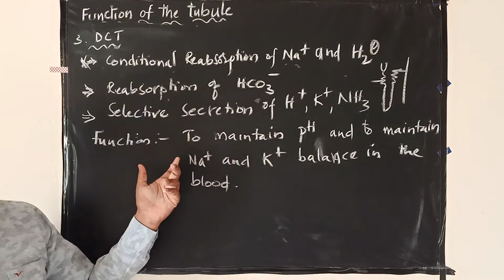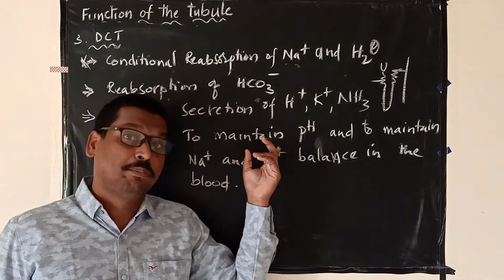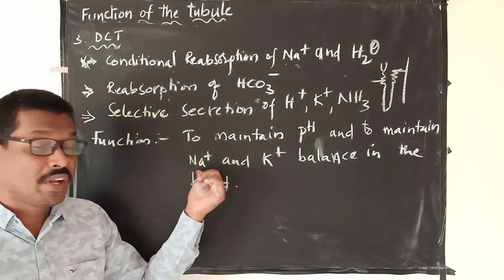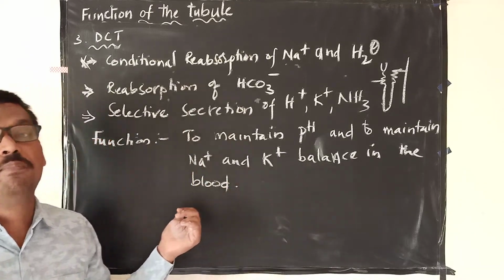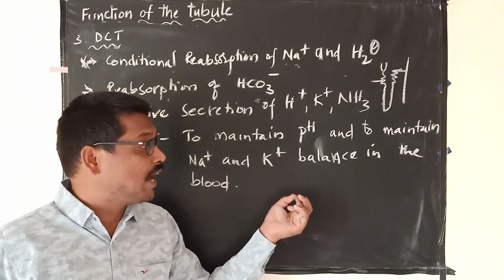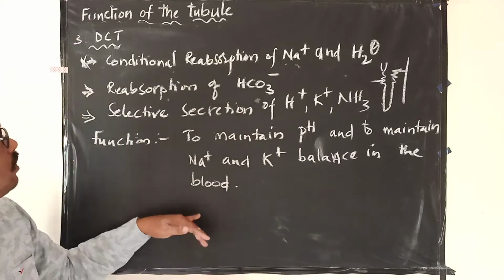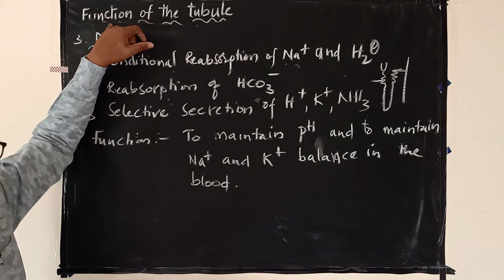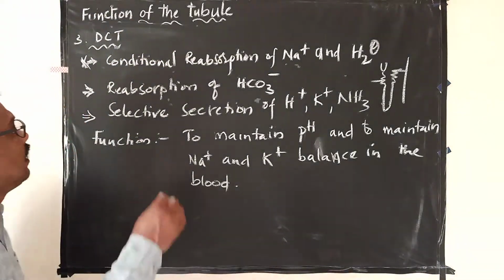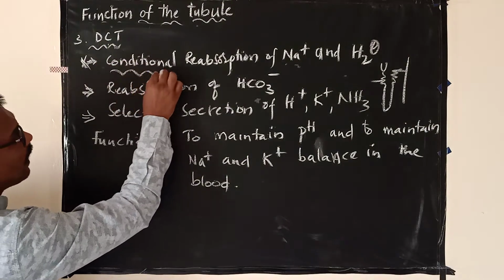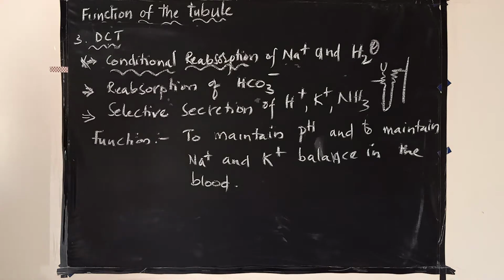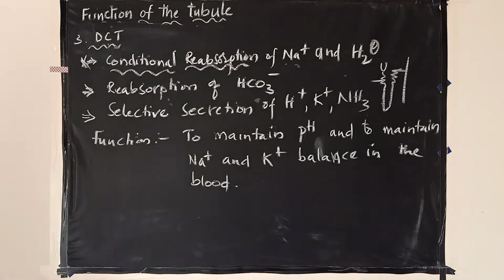And why is all this taking place? Already we said it is to maintain the pH, and also to maintain the sodium ion and potassium ion balance in the blood. So for that there will be reabsorption of these substances in the distal convoluted tubule. But remember that in the distal convoluted tubule, conditional reabsorption is taking place, only when it is required.